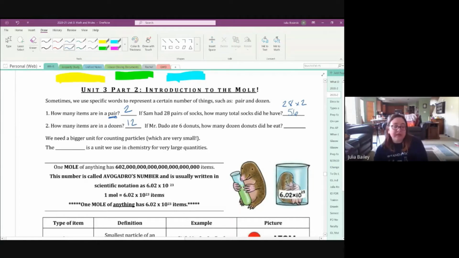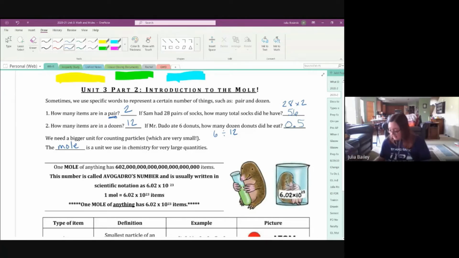If Mr. Dado ate 6 donuts, how many dozen donuts did he eat? Well, 1 dozen is 12. He ate 6 donuts, so that is a half dozen donuts. We need a bigger unit to count particles because they are very, very small, and there are a whole lot of them. And the unit we use is called a mole. We need a mole because it counts for very large quantities.